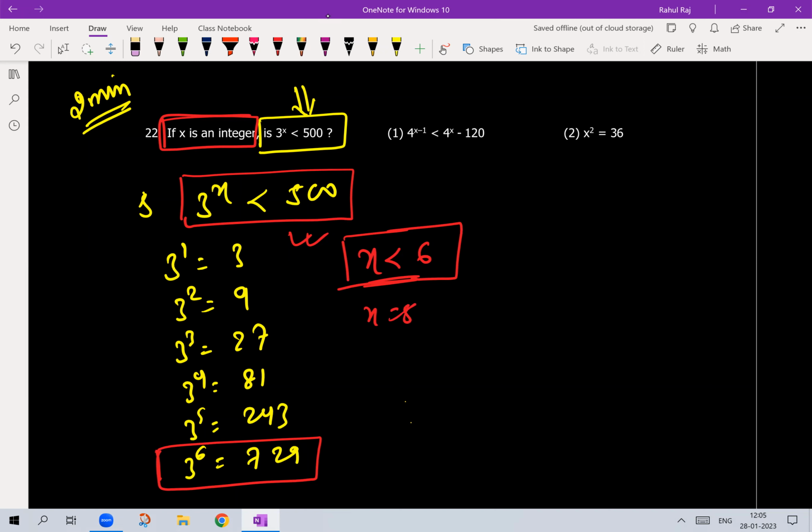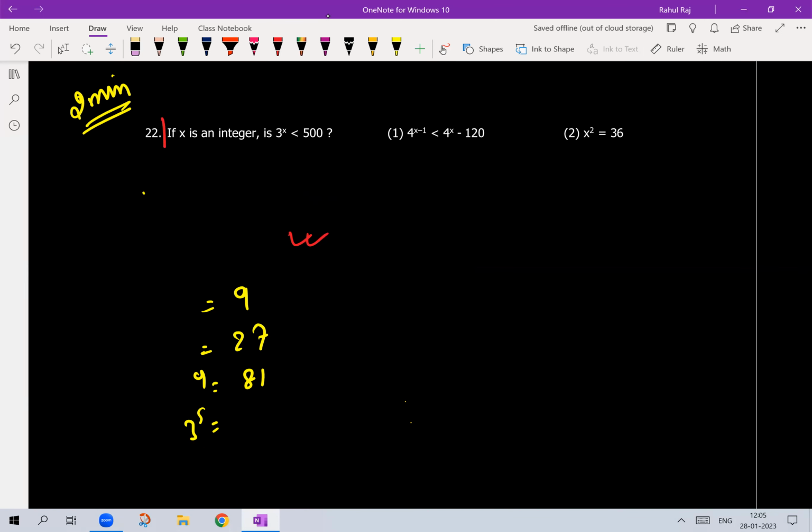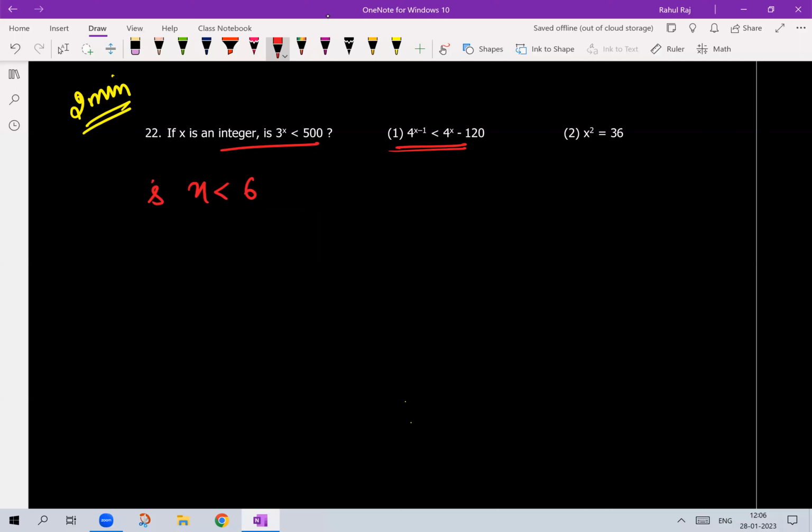So my question here is, this is all crap. Everything what you see here is crap. Your question is simple, is x less than 6? That's it. And option number 1 is what? Option number 1 is something that we need to try and solve. Simple logic. Let's solve it and see what I get.